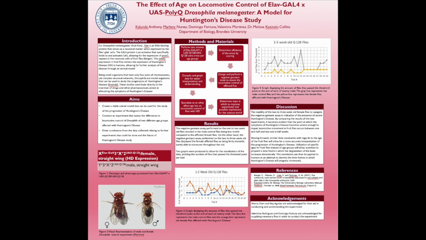improved for the future. Figure 1 displays the possible genotypes and phenotypes expected from crossing male ELAV-Gal4Y flies with female flies that are homozygous UAS-Q128 at chromosome 3. Only the flies whose genotype contains both ELAV-Gal4 and UAS will express Huntington's disease. Figure 2 displays the male and female flies used in this experiment.